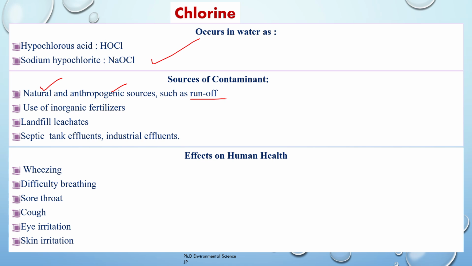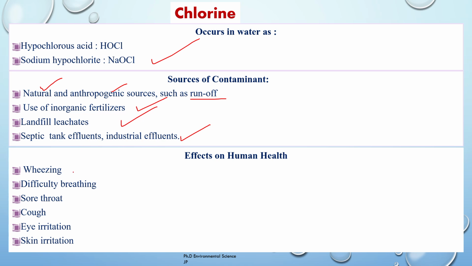Then use of inorganic fertilizers. Some fertilizers contain chlorine compounds that can leach into groundwater and surface water. Then landfill leachates. Leachates from landfills, which is the liquid that drains from waste, can contain chlorine compounds that contaminate the surrounding water bodies. Septic tank effluents. Septic systems can release chlorine and other contaminants into the environment if they are not properly maintained. Industrial effluents. Industrial processes that use or produce chlorine compounds can discharge these into water bodies as a part of their waste effluent. Effects on human health.